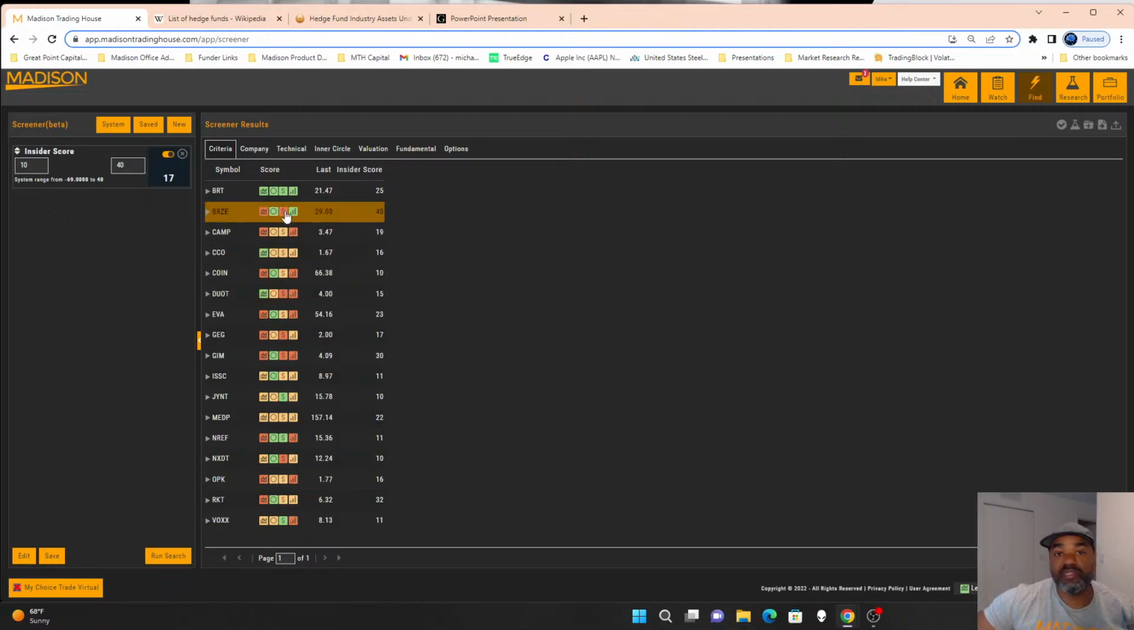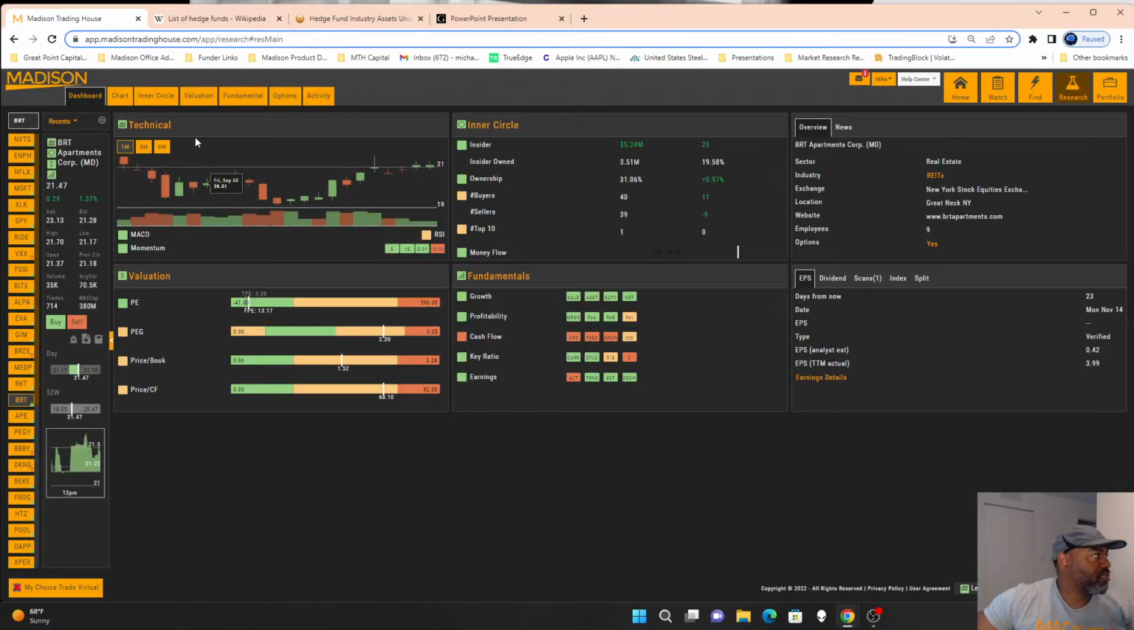Okay. Some of these I recognize. Some of these stocks I know. BRT Apartments Corp. I recognize this one. It's all green. Let's take a look at this one really quick. So it has an all green score. Average volume is very low, only 70.5 thousand shares a day. So this is not an actively traded stock. It's a real estate stock, a REIT. 9 employees. Very, very small.